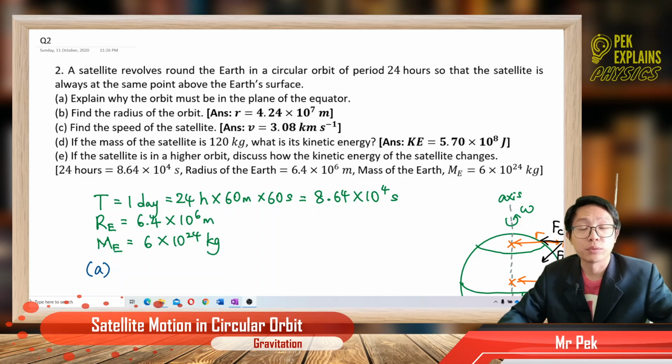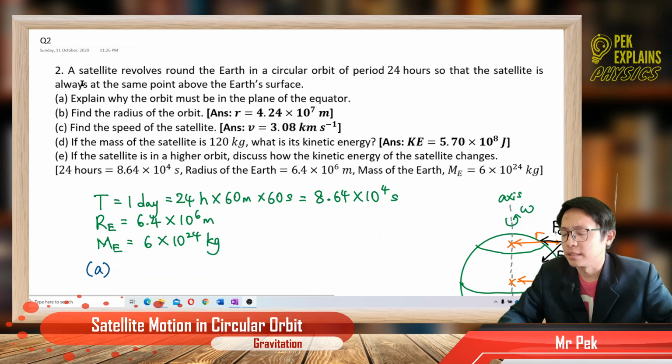Hi, welcome back to the second questions for circular motion in a circular orbit. Okay, a satellite revolves around the Earth in a circular orbit of period 24 hours so that the satellite is always at the same point above the Earth's surface.